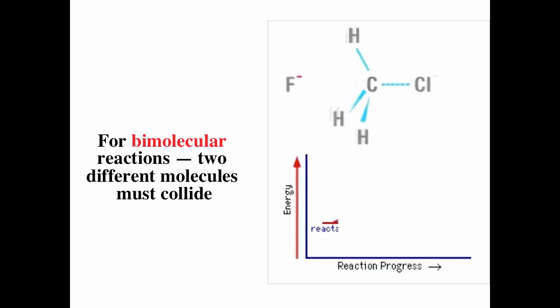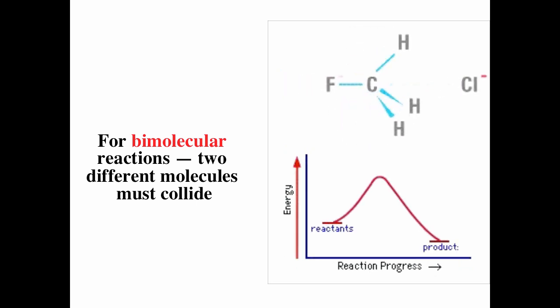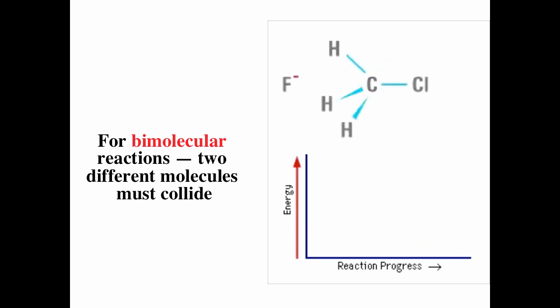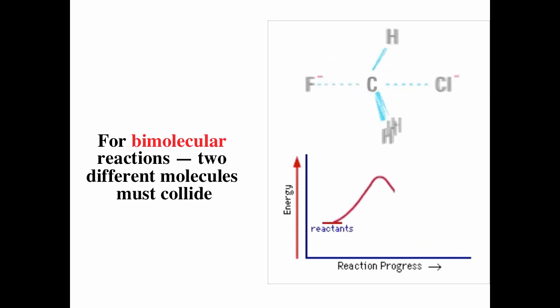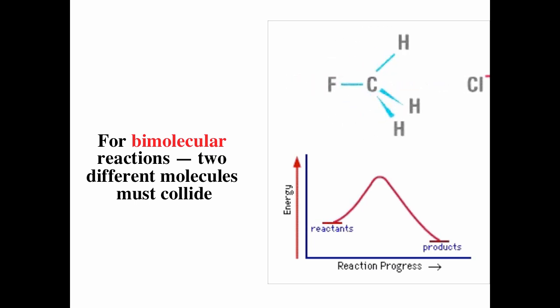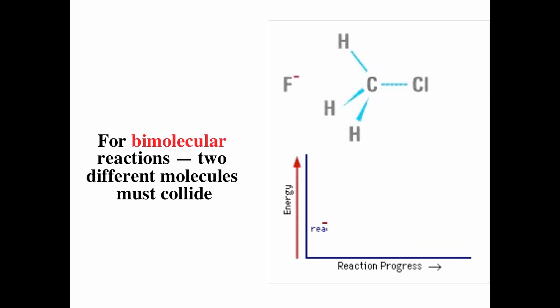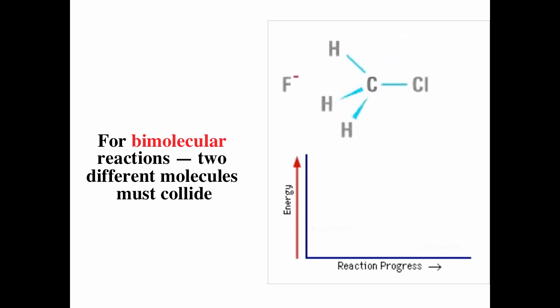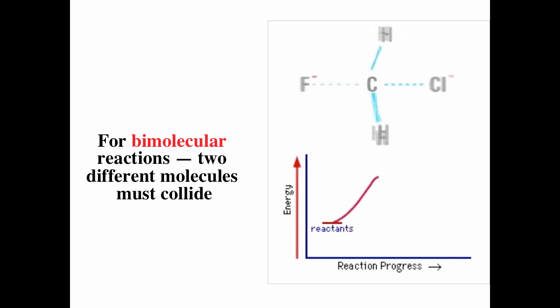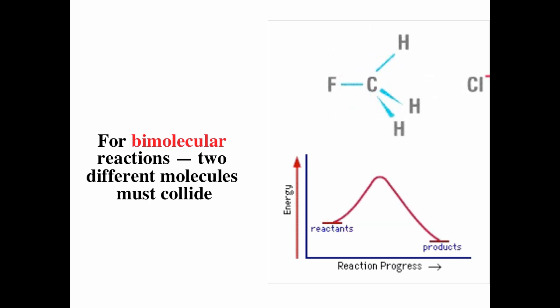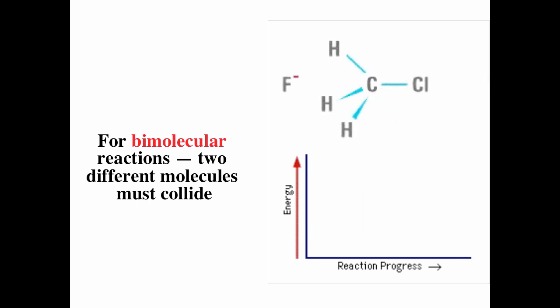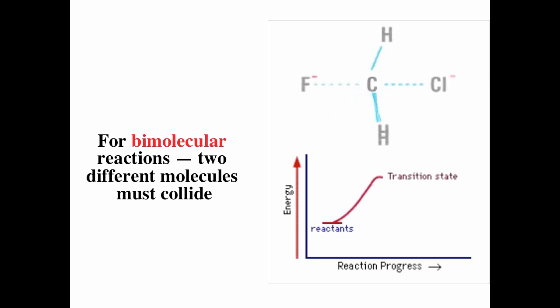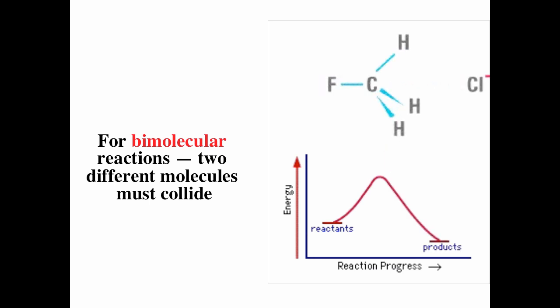When a fluoride ion approaches a methyl chloride molecule, a bond begins to form between the fluoride and the carbon. The molecule's carbon-chlorine bond lengthens and becomes weaker. The energy of the system increases. As the carbon-fluoride bond forms and the carbon-chlorine bond breaks, a configuration of maximum energy is reached, called the transition state. As the reaction proceeds to completion, the energy of the system decreases.